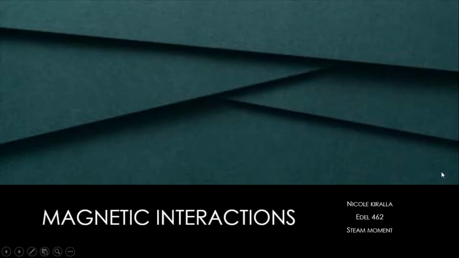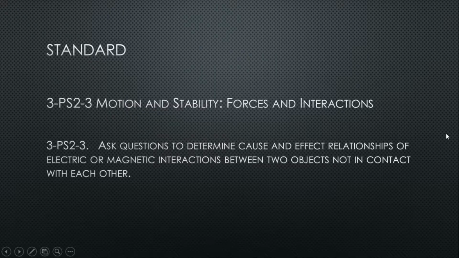All right, we are going to talk about magnetic interactions with this activity. Our standard for this is going to be a third grade standard in the context of motion and stability with forces and interactions. And the exact standard is going to be 3-PS2-3. It is ask questions to determine cause and effect relationships of electric and magnetic interactions between two objects not in contact with each other.